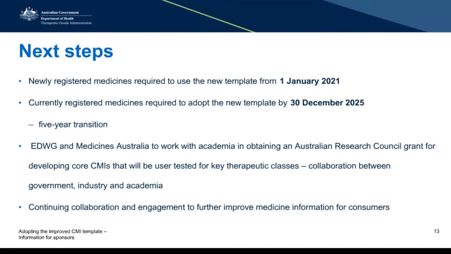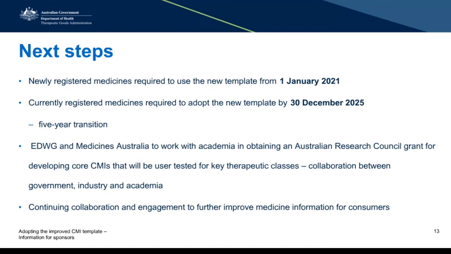Now, with our currently registered medication, the new template has a 5-year transition period. So basically by the 30th of December 2025, all our CMIs will be in the new template. So we've had a few questions as to how this will happen in practice. With new applications such as major applications like new indications or new dose forms, then obviously you would submit the CMI in the new template. So that one's easy, and then the TGA review that and provide feedback.